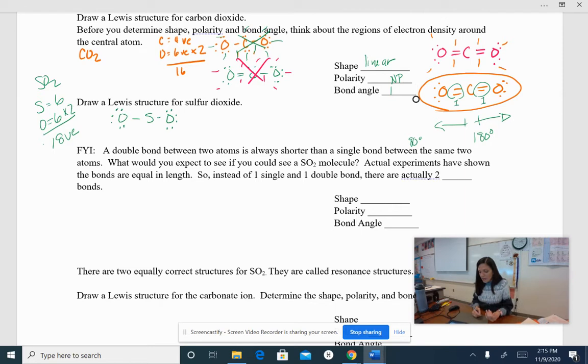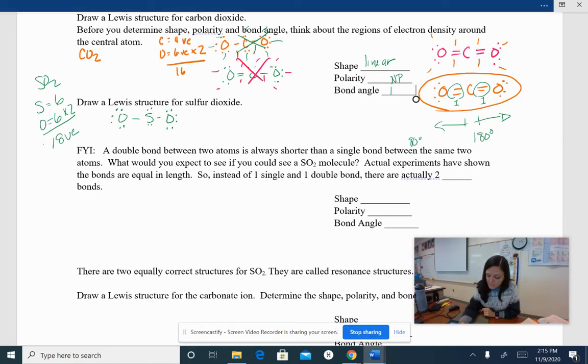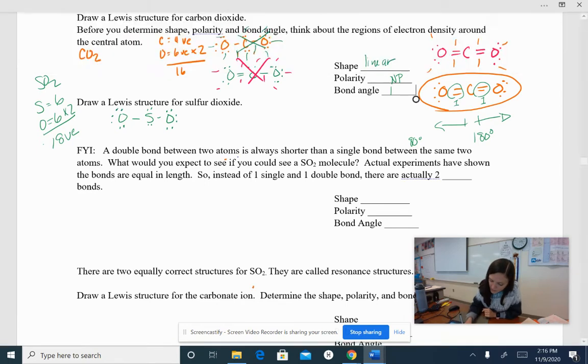And sulfur already has access to 4 electrons, so it needs 4 more to satisfy its octet. Now the question is, how many electrons have we used? So let's count them up. I've used 2, 4, 6, 8, 10, 12, 14, 16, 18, 20. I only have 18 to use. So because I only have 18 to use, I need to put in a double bond.